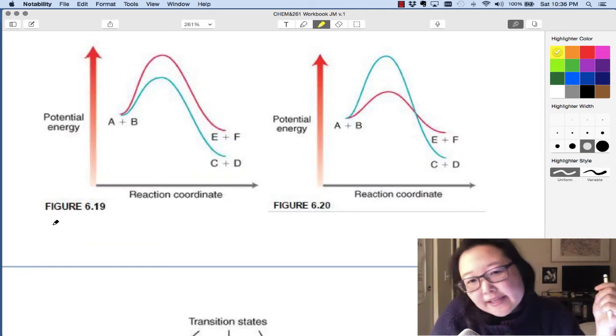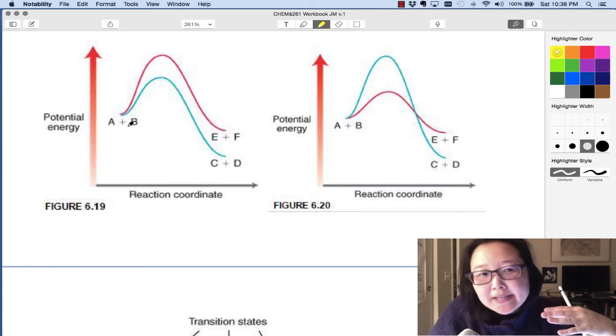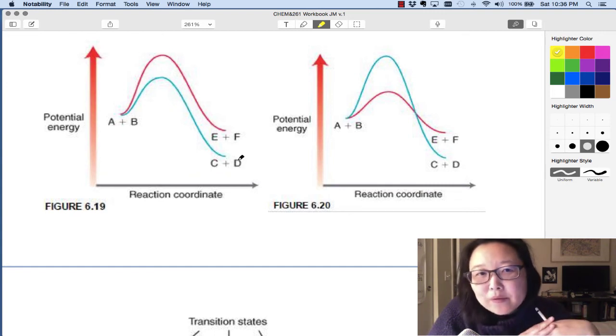So for these energy diagrams, you have A plus B reactant molecules, and let's say that there are two possible pathways. One is to make products E and F, and the other is to make products C and D. My question for you is, which one is thermodynamically favorable, meaning which one will be more exergonic or more spontaneous?